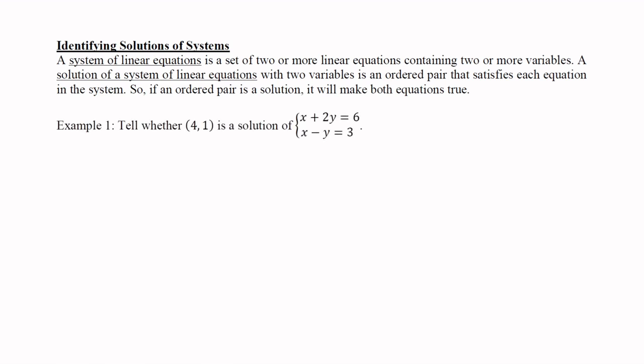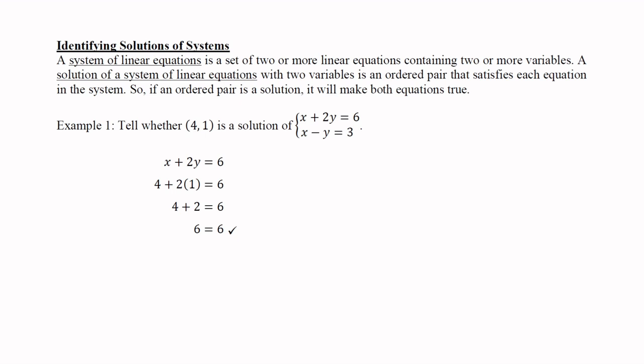So if we want to identify whether the point (4, 1) is a solution to this system of equations, all we have to do is take our x value and our y value and plug them into each equation. Starting with the first, we put 4 in for x and 1 in for y, and then we evaluate the left-hand side by doing 2 times 1, which is 2, and then add 4 and 2, which gives us 6. That's a true statement, so this is a solution to the first equation.